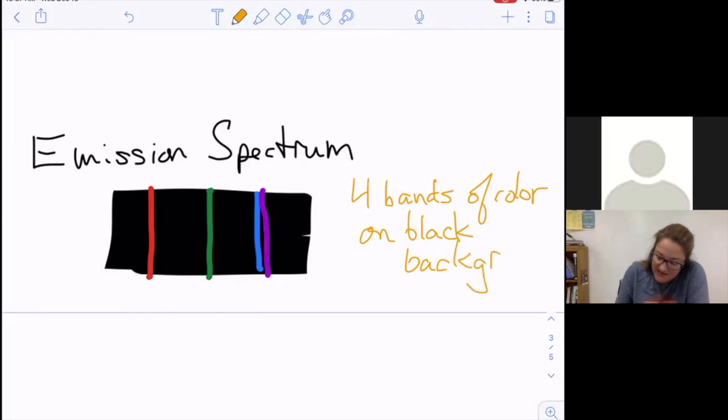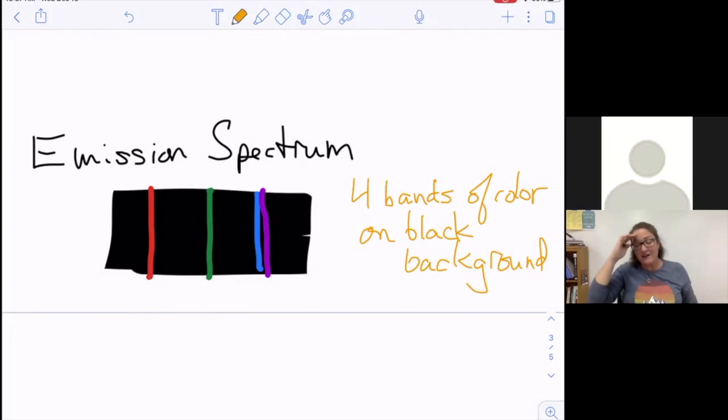This is how scientists can look at stars that are bajillions of miles away and tell you what elements are there. Hydrogen has one particular signature. Helium has a different one. Compounds have different ones. And so by looking at this spectrum, we can analyze what's there. This is the emission spectrum.